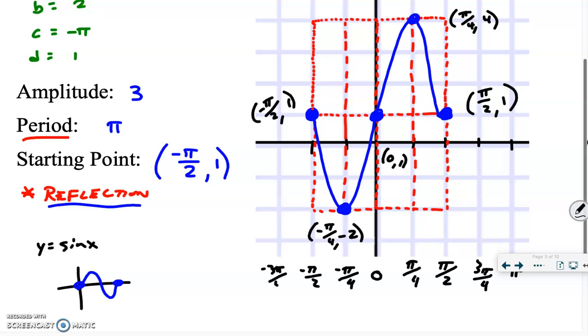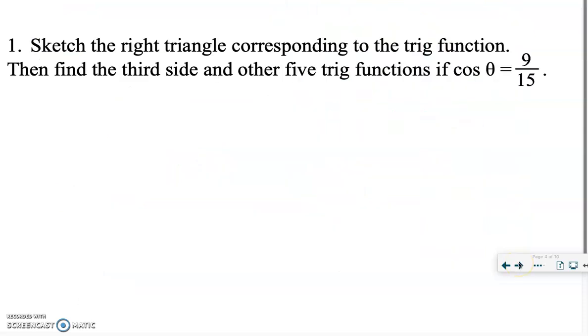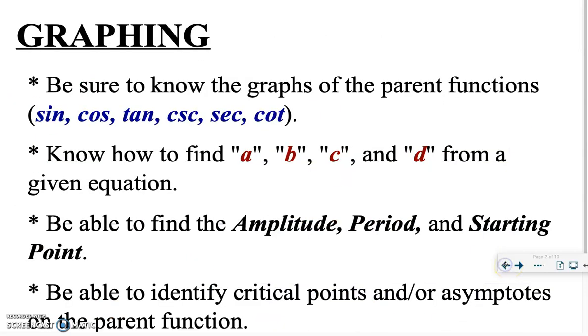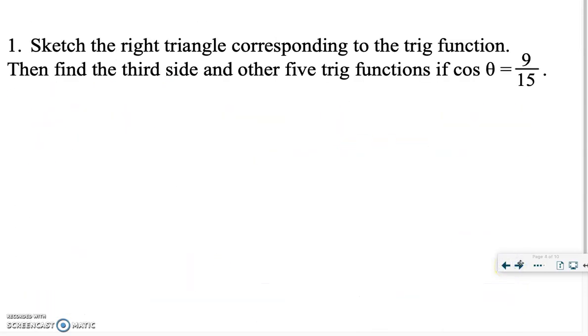So identifying those points, we said that it's going to be important to identify asymptotes on a tangent curve, but on a sine curve or cosine for that matter, there will not be asymptotes.